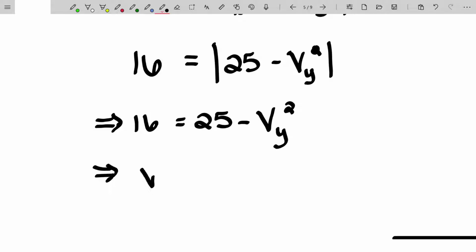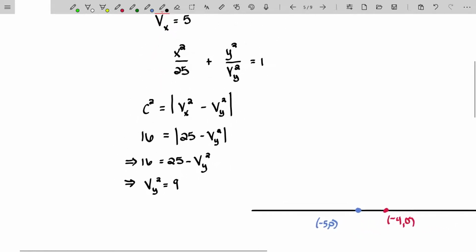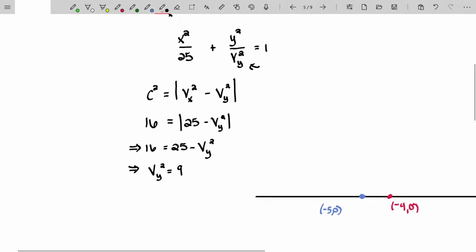Add v sub y squared to both sides and subtract 16 from both sides, and you get v sub y squared is equal to 9. You may say you want to solve for v sub y, but I don't. I just want to know what v sub y squared is. So now I know my equation is x squared over 25 plus y squared over, oops, sorry, 9. I don't know why I wrote 16.